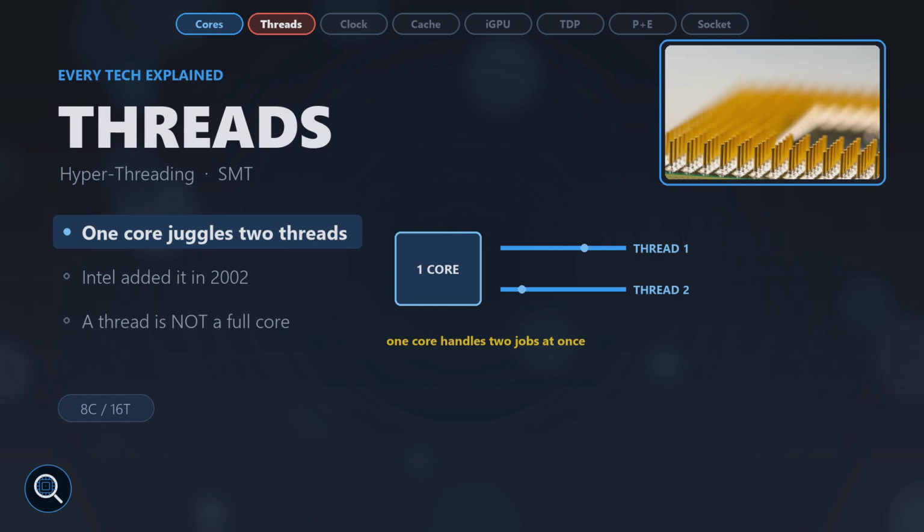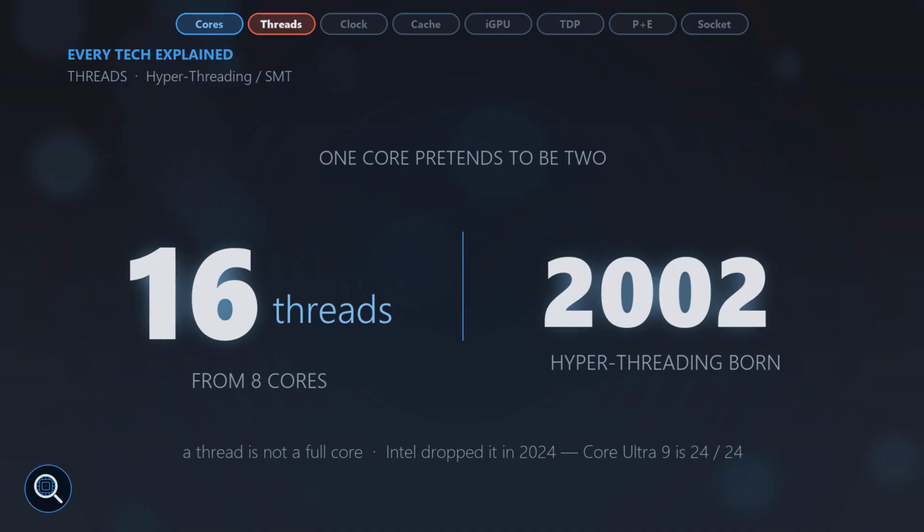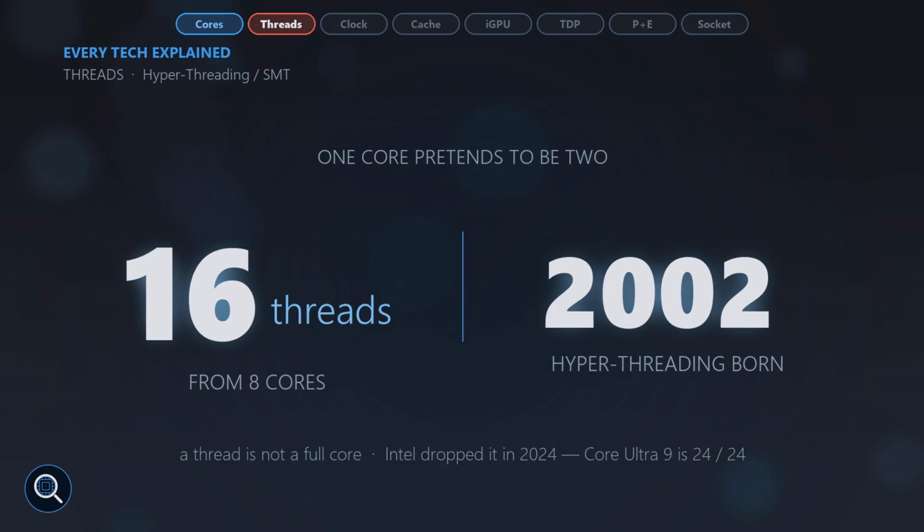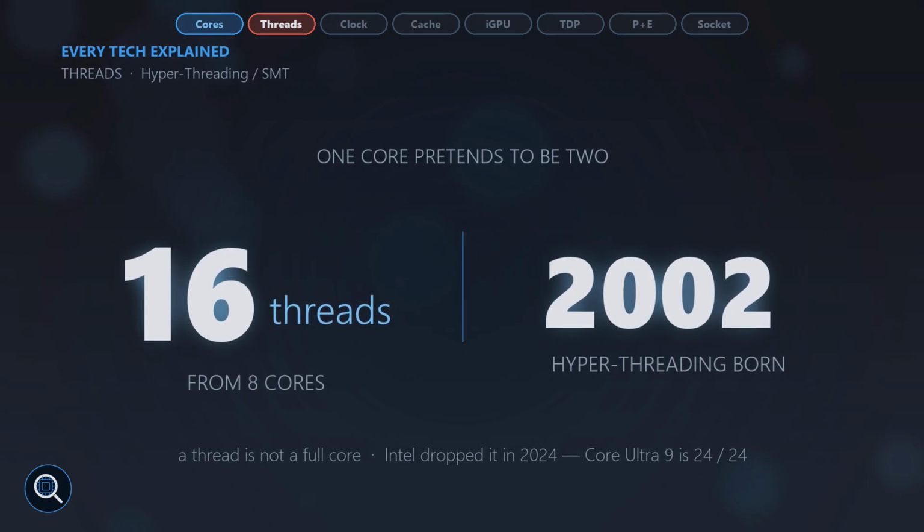The weakness is that a thread is not a whole core. 2 threads never equal 2 real cores. And here's the twist most people missed. Intel actually removed hyperthreading from its newest desktop chips in 2024. So its flagship Core Ultra 9 lists 24 cores and just 24 threads. Sometimes progress means dropping the trick entirely.